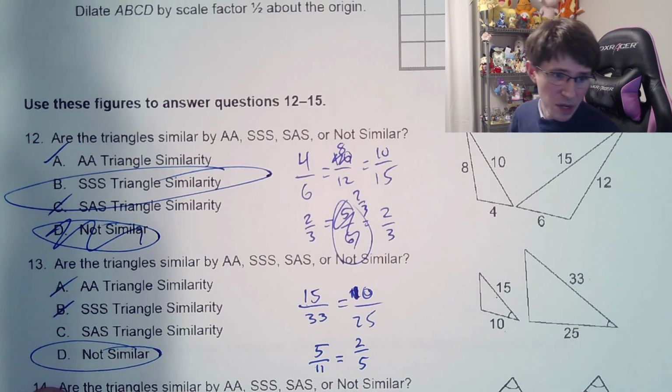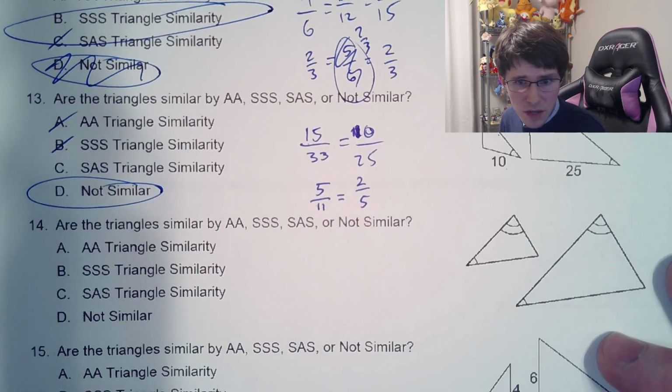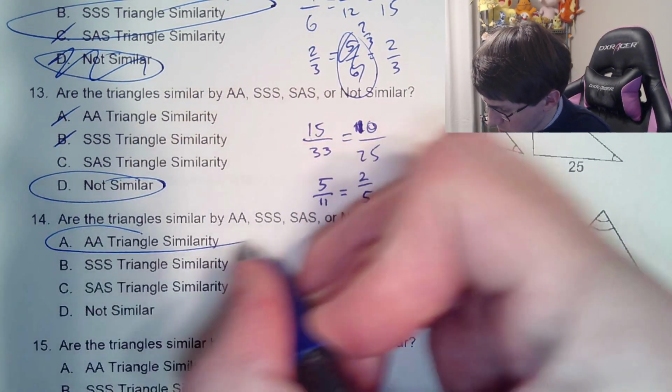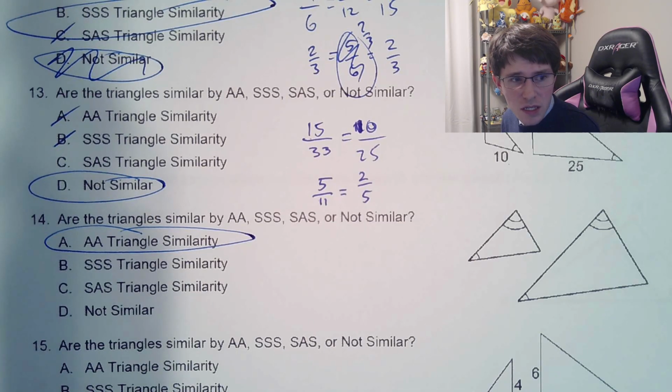I made a mistake. I did not make a mistake on number 13, though. I double checked that one is right. This one, this fourth one here, if 2 angles are the same, they're automatically similar. There are no numbers to check, which is nice and easy.